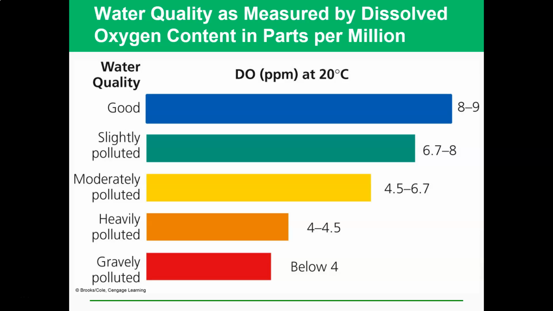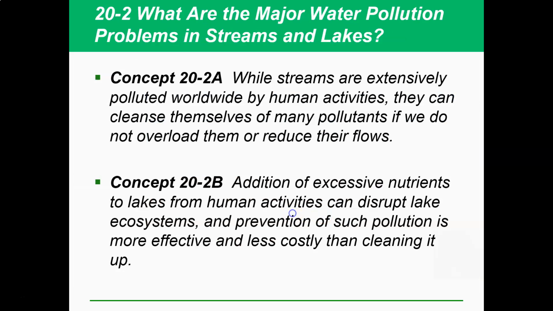However, it has a very low tolerance for change, basically. So if you get down to 4, you're gravely polluted. Even if you're 6.7 to 8, you're slightly polluted in terms of your parts per million of oxygen. So just a slight change in this can really impact the water. And down in the yellow to orange to red areas, you're going to have a lot of dead fish.